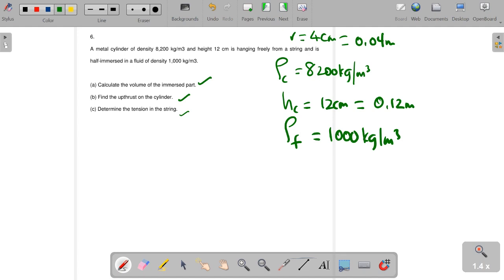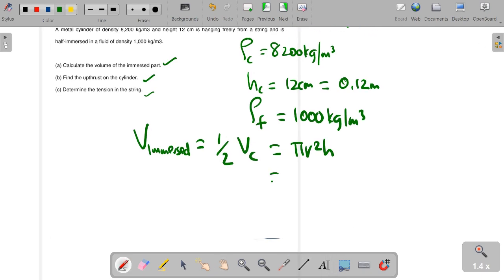So the volume of the immersed part, volume immersed, will be equal to half the volume of the cylinder. It's half immersed, people. I think that makes sense. So it will be equal to pi r squared h times half. Sorry about this. So it will be pi multiplied by 0.04 squared multiplied by 0.12 times 1 over 2.